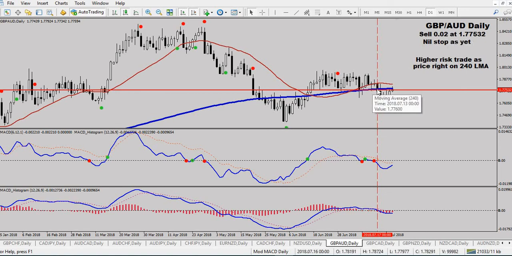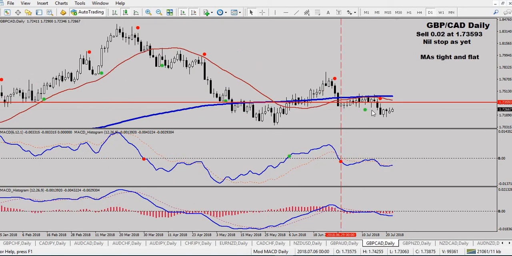Pound Aussie in a sell here from last week, just spiked down. I was going to say I could probably have got 100 and something pips out of that, but it wasn't really an opportunity. And this thing does move quick, a long way, so that's nothing on this pair. We're just below my point of entry at the moment. MAs are tight. Again, nothing to get excited about.